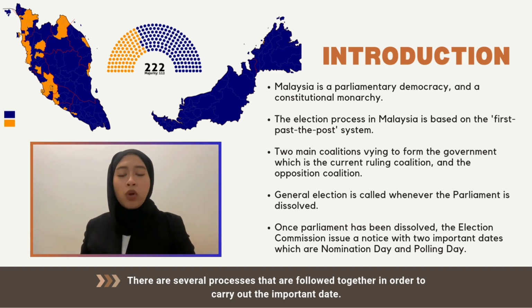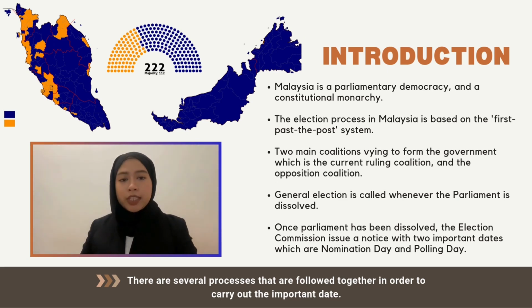which means the party or coalition that wins 112 seats, the number needed for a simple majority in the 222-seat lower house of parliament, will form a government. There are two main coalitions vying to form the government, which are the current ruling coalition and the opposition coalition. This dual coalition system reflects Malaysia's competitive and dynamic democracy.